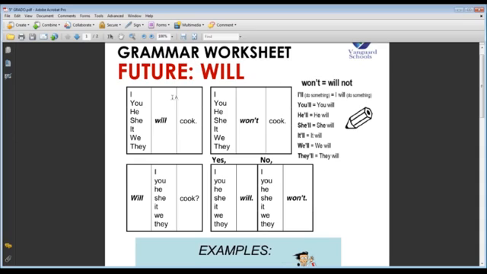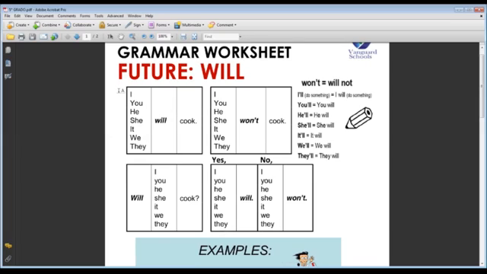Okay, we use will to make predictions about the future. Listen again. We use will to make predictions about the future. Okay? In this case, we have to make sentences about the future. Affirmative sentences, negative sentences, yes, no questions, okay? And yes and no answers.